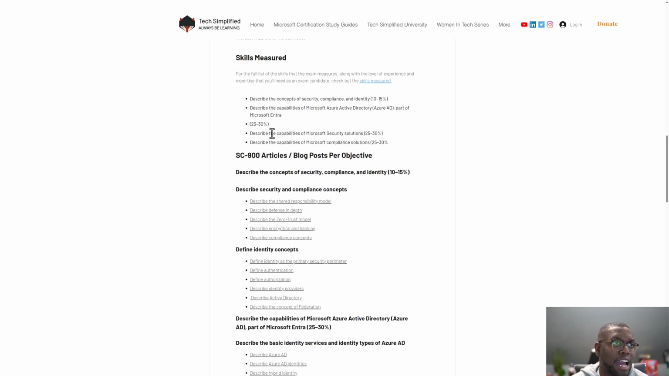So describe the concepts of security, compliance, and identity. Describe the capabilities of Microsoft Azure Active Directory, part of Microsoft Entra. Describe the capabilities of Microsoft Security Solutions. Describe the capabilities of Microsoft Compliance Solutions. Those areas make up the entire exam, right? So you got to know those.